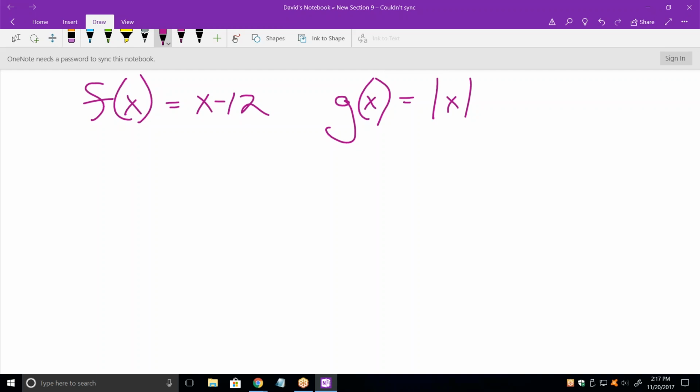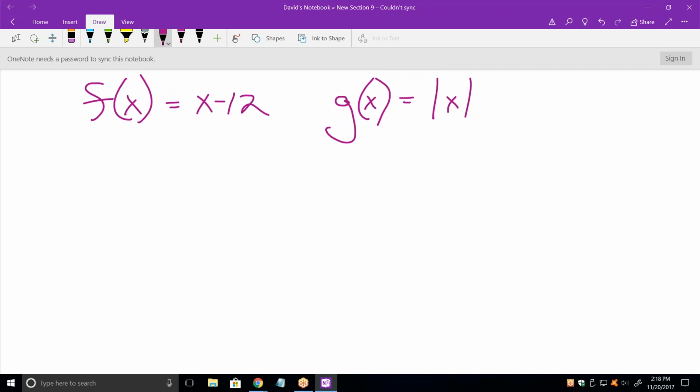So the domain of, we'll start with f of x. What's the domain of f of x? Is it 12? Remember what domain is. Domain is what possible values from the number line can you plug in for x? That's what domain means.